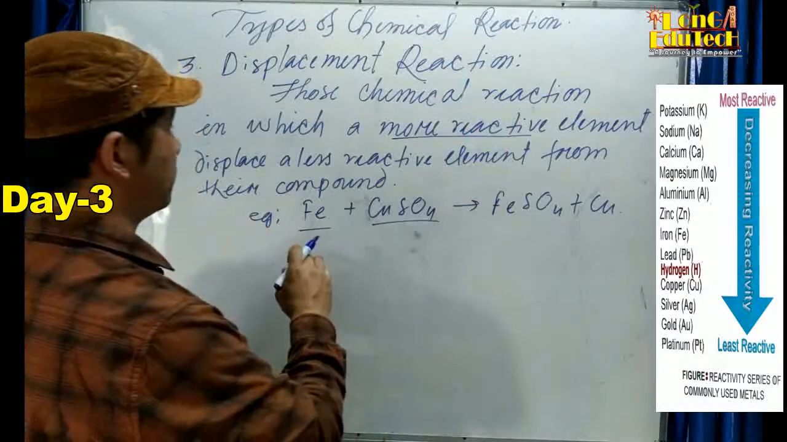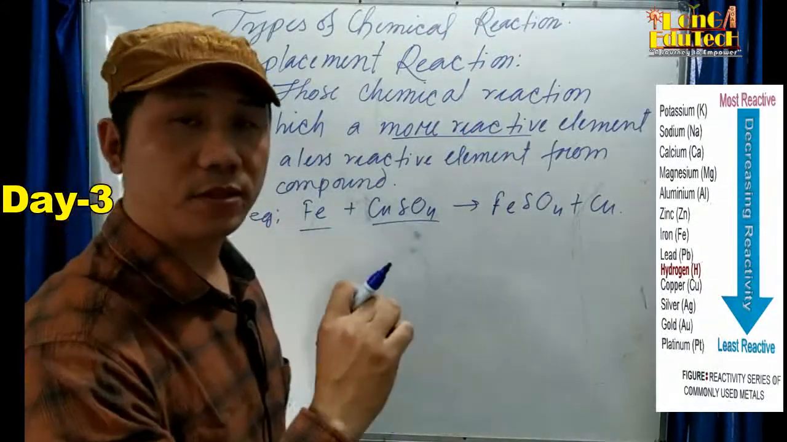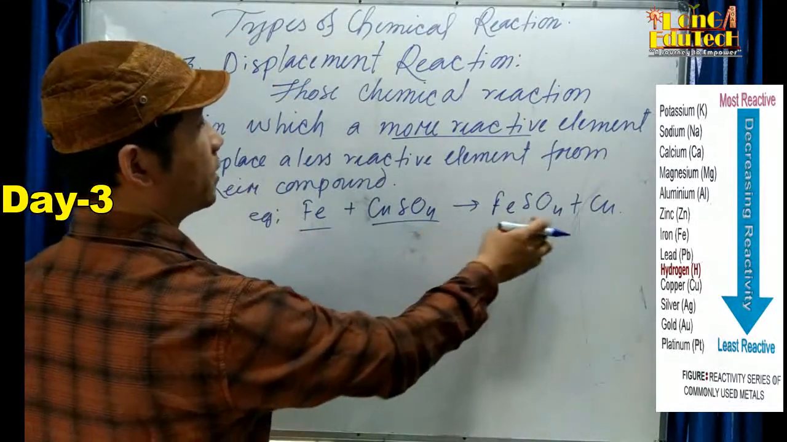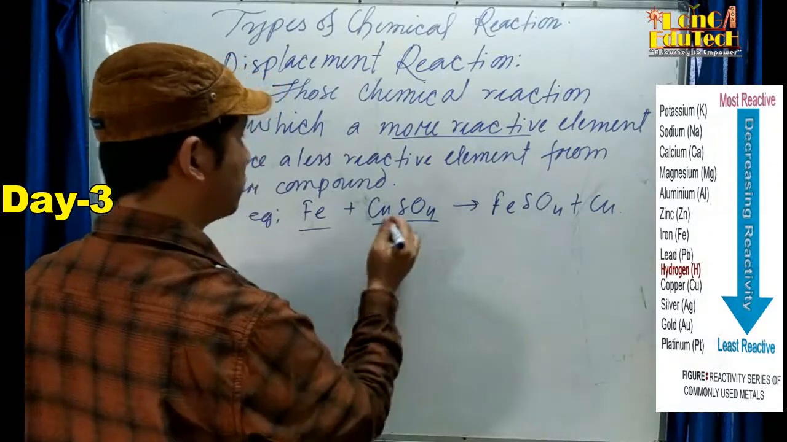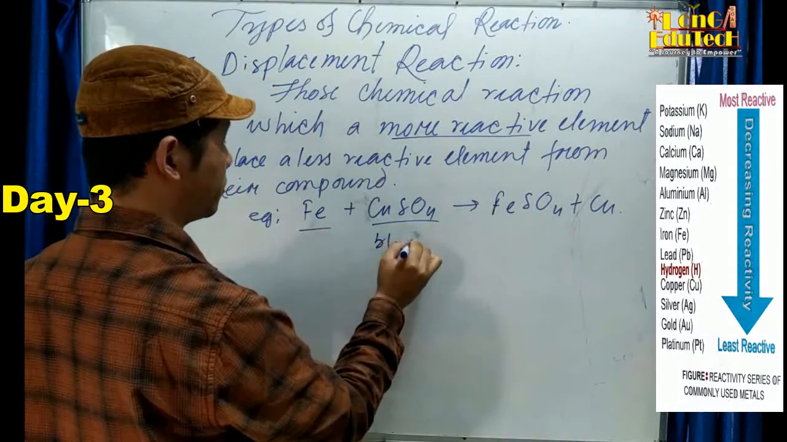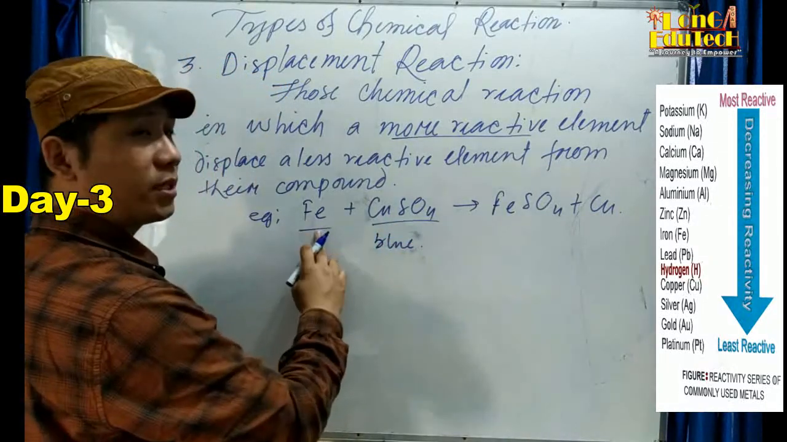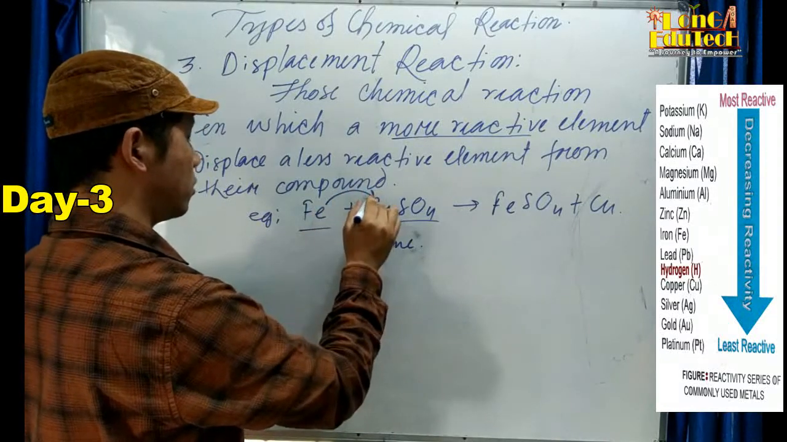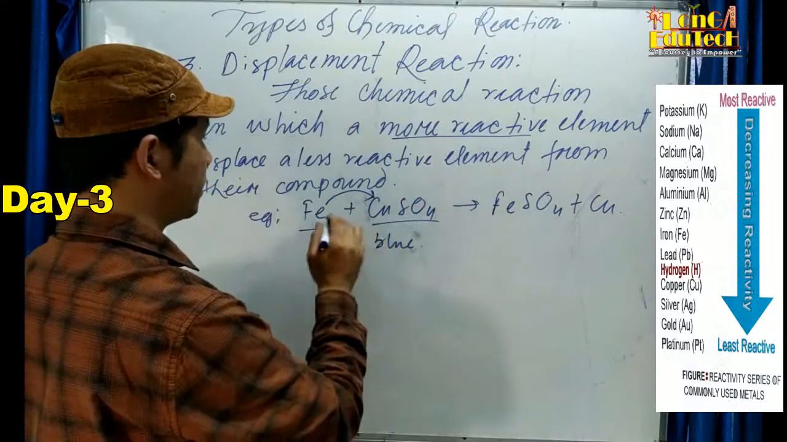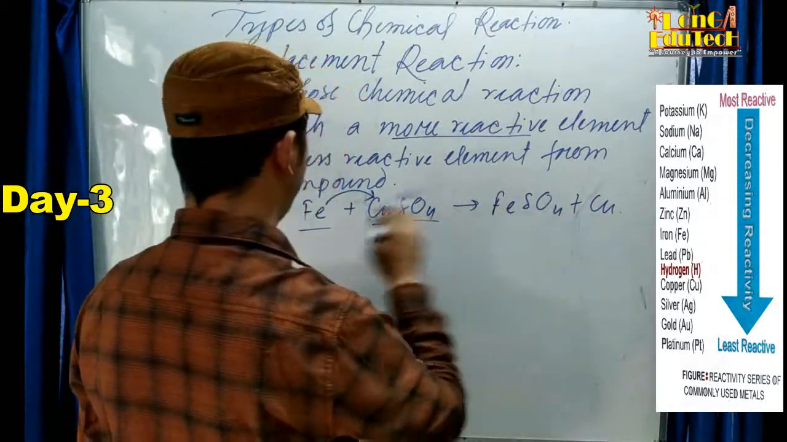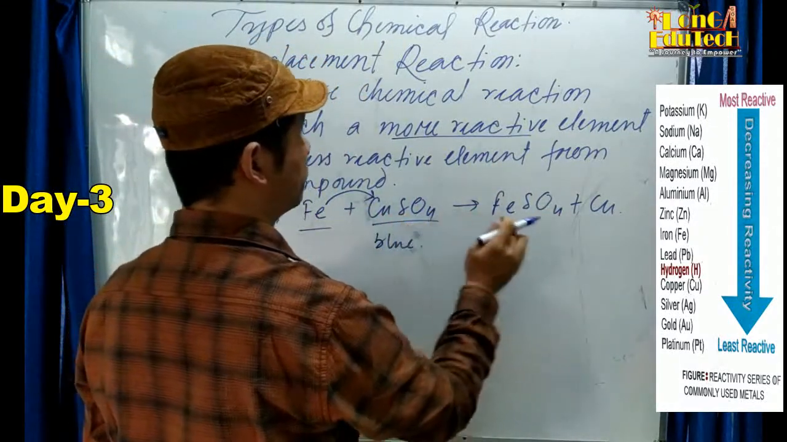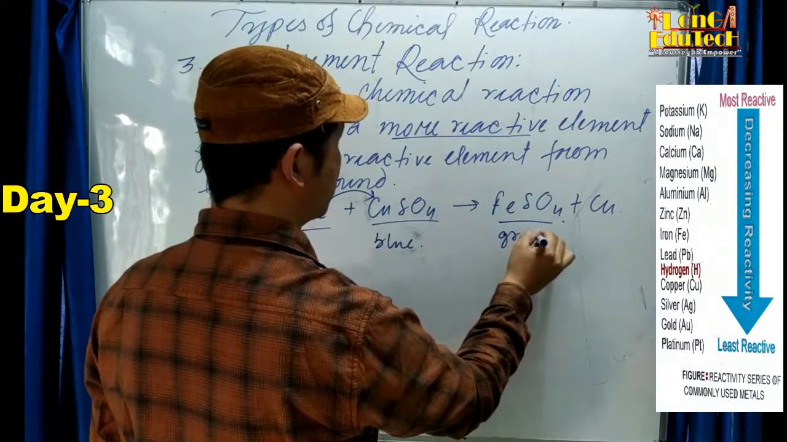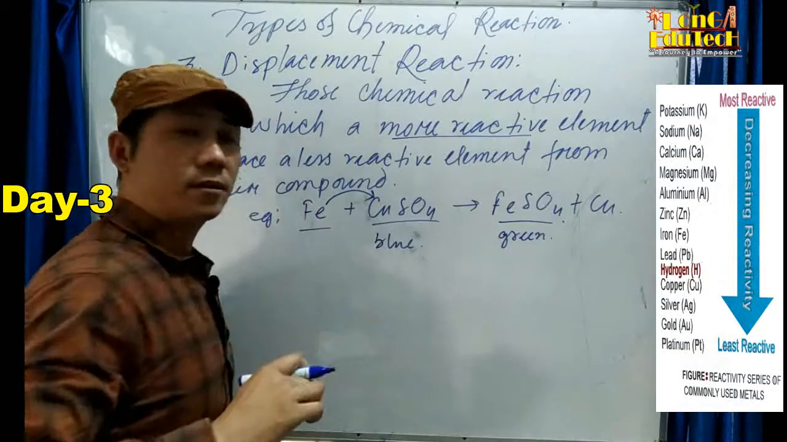So in this reactivity series that you have to know, iron and copper sulfate give iron sulfate and copper. Copper sulfate is blue in color. Iron is more reactive, so it displaces copper. It kicks out copper, and iron and sulfate form the compound iron sulfate, which is green or greenish in color.